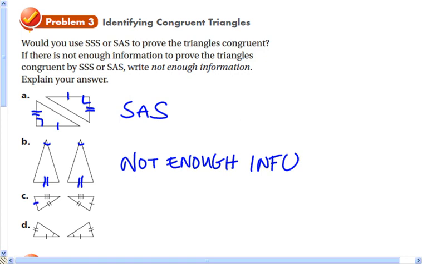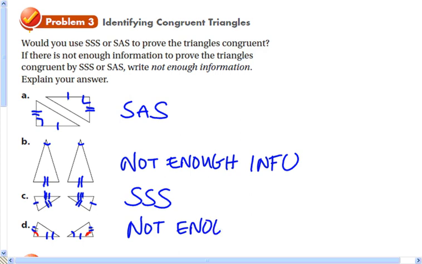On C, we have 1, 2, 3 pairs of corresponding sides congruent. That would be the side-side-side postulate. And the last one, we have two sides and an angle, but the angle is not the included angle. The included angle I'll mark in red. We would need that one also, and we don't have that, so we can't use any of these, so not enough information.